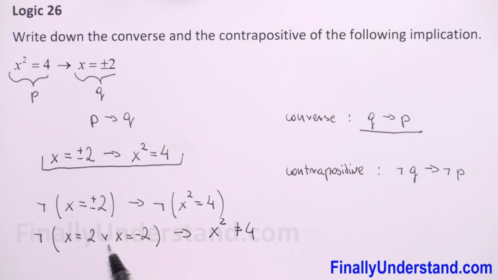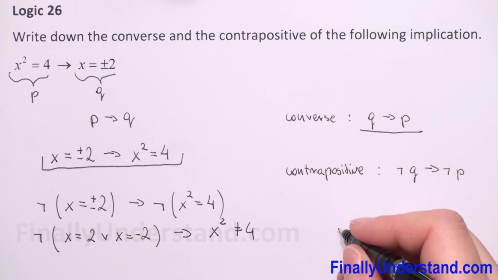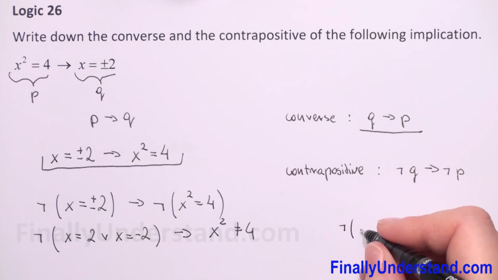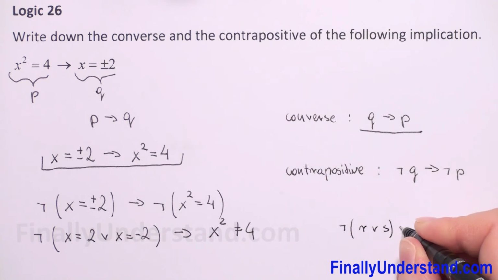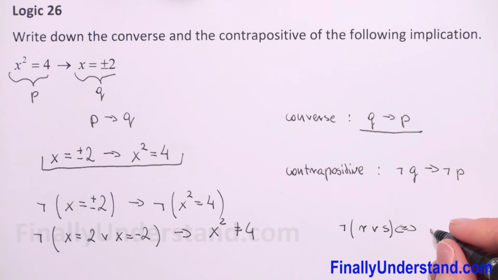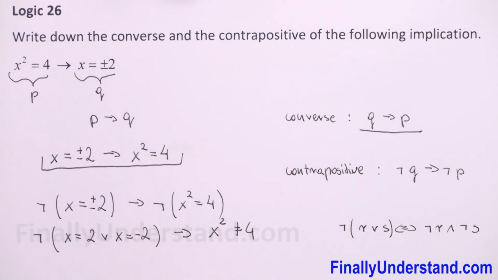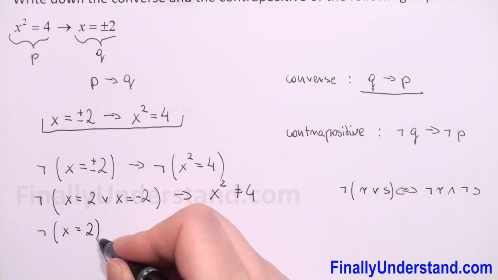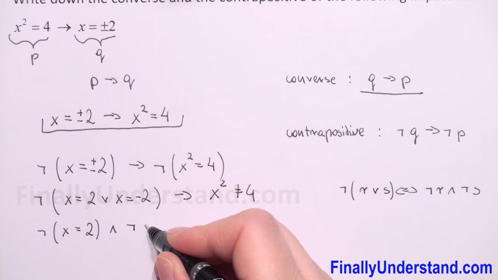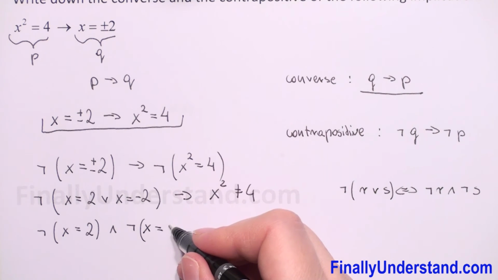And here we have this disjunction. We have x equals 2 or x equals negative 2. This is the negation of this disjunction. And for the negation of this disjunction, we use De Morgan's law. When we have, for example, the negation of r or s, this is equivalent by De Morgan's law to not r and not s. So we will have not x equals 2 and not x equals negative 2.